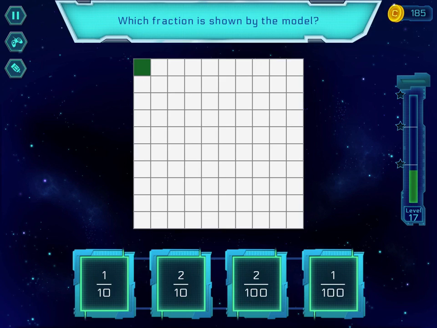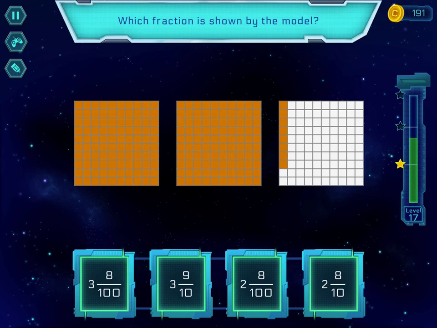Here's kind of a small one out of 100 pieces, so I'm still looking at hundredths here, not tenths. This cake is cut into 100 parts. Only one of them is shaded, so we're looking at this choice here, 1/100ths.